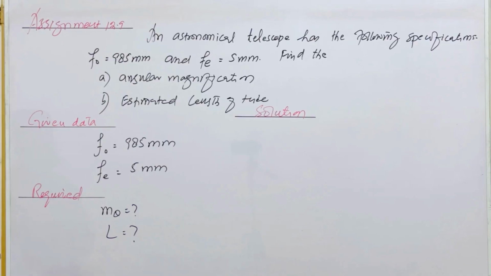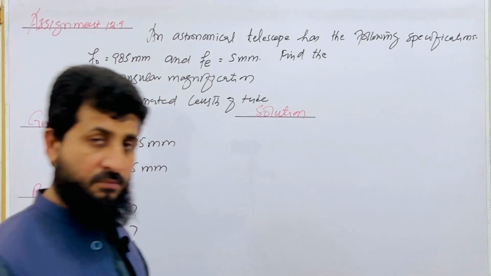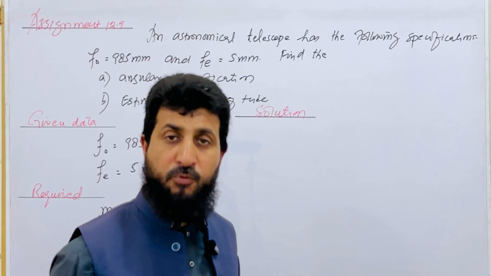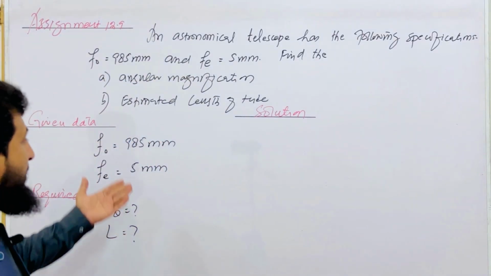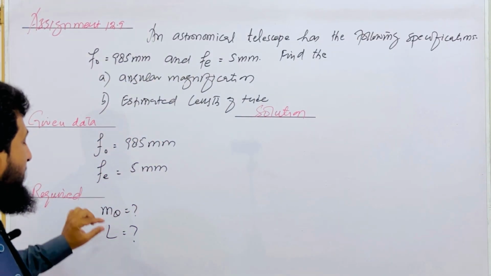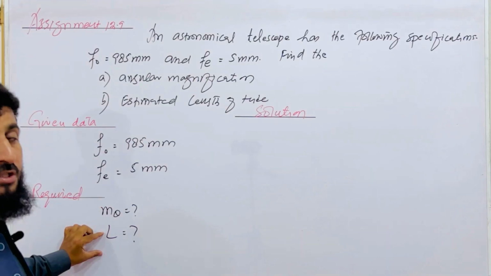Assignment 12.9. An astronomical telescope has the following specifications. Focal length of objective is 985 mm and focal length of eyepiece is 5 mm only. Find the angular magnification and the estimated length of the tube. उसी तरह का numerical है जिस तरह हमने example 12.9 में सॉल्व किया. Focal length of objective, focal length of eyepiece given है और हमें मैग्निफिकेशन और लेंथ की वैल्यू को फाइंड आउट करना है.